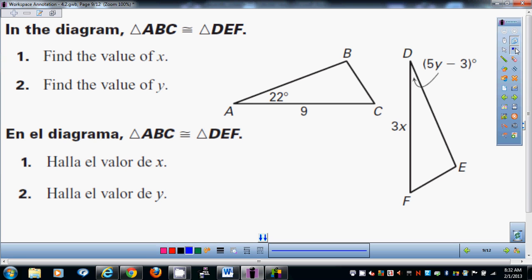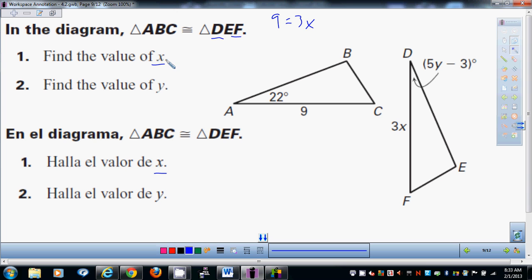Now, we're asked to find x. X is on what side? Somebody give me the two-letter whatever. F and D. Very good. What two letters go along with F and D? A and C. So therefore, what equals what? 9. Very good. 9 equals 3x. Divide both sides by 3, and what does x equal? Muy bien.